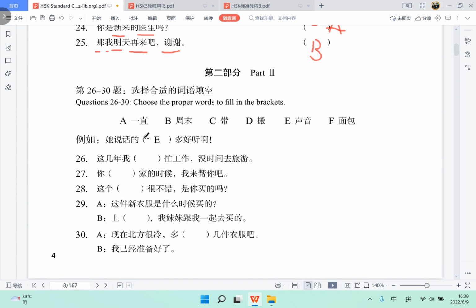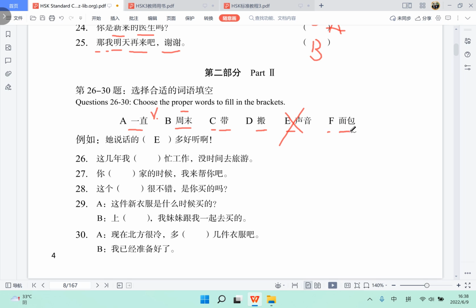And fill the blanks with the proper words. So A 一直 always, right? So normally before a verb. And B 周末 weekend. So a time phrase is normally at the beginning of the sentence or before or after the subject. And C 带 bring something, to bring what, right? And D 搬 to move. And E 声音 sound, voice. So example, ignore it.